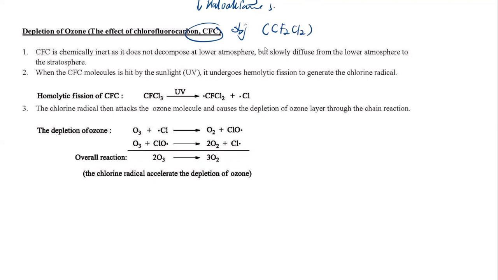So chlorofluorocarbon is chemically inert as it does not decompose in the lower atmosphere. It's not easy to break unless it is under UV light. So this chlorofluorocarbon was usually used in refrigerators. Those times when you were still young, you were probably using refrigerators or other coolants, or your aircon was also using chlorofluorocarbons. So these chlorofluorocarbons are chemically inert unless they are under sunlight.